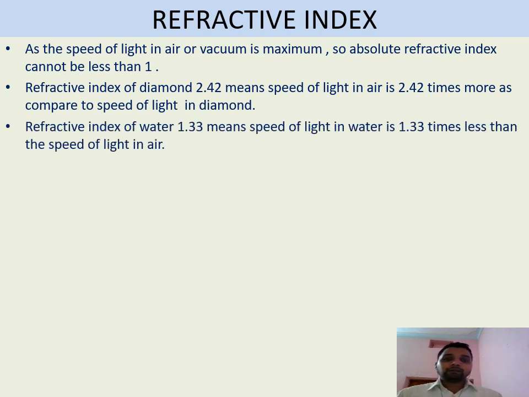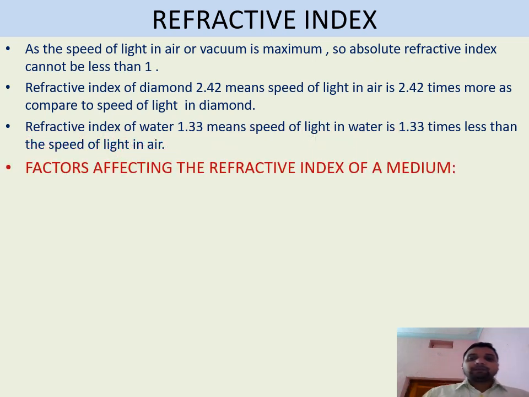We'll take another example. The refractive index of water is 1.33. That means the speed of light in water is 1.33 times less than the speed of light in air, or you can say the speed of light in air is 1.33 times more compared to the speed of light in water. So from the refractive index we are able to know whether the speed is more or less, and how many times more or less.